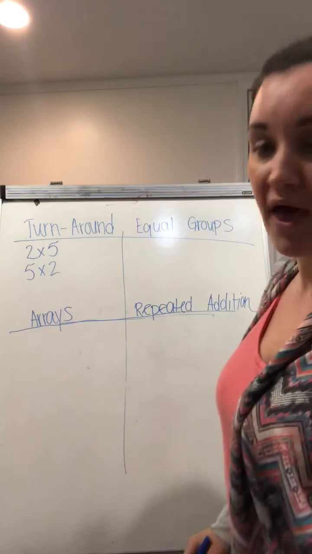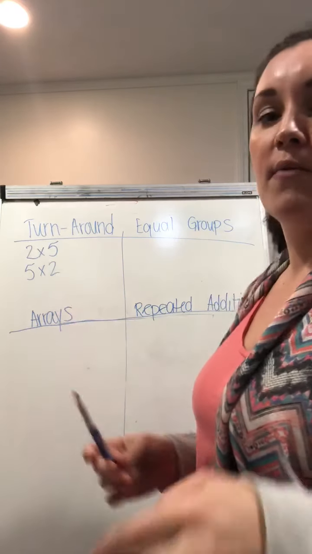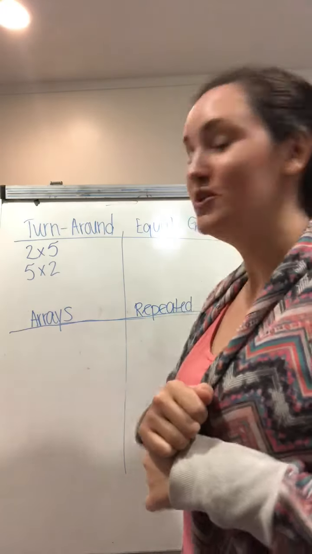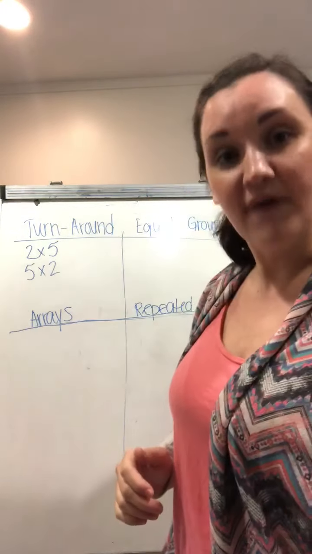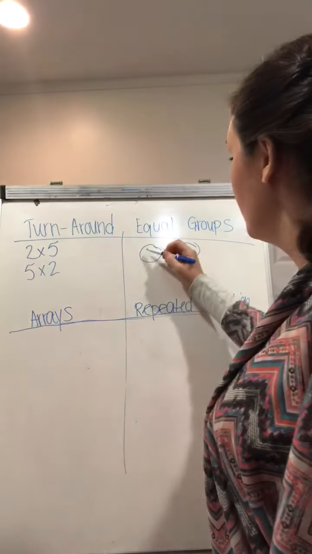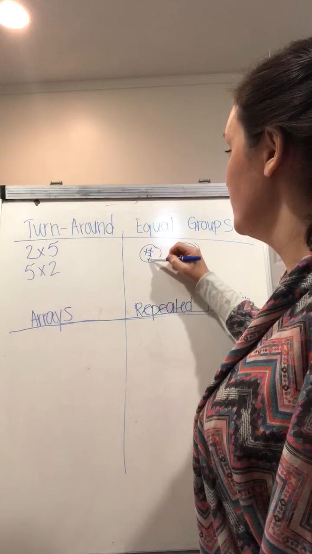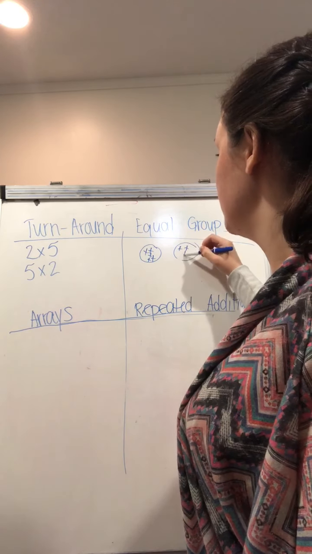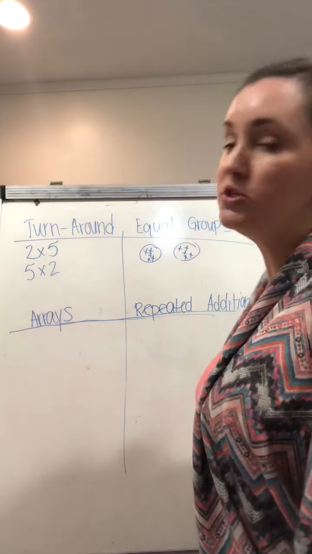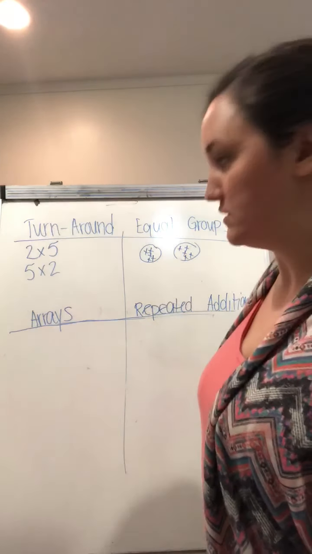How can we show that in a picture? Remember, our multiplication symbol actually says groups of, so 2 groups of 5. I need 2 groups with 5 things in them. Whatever symbols you want to use, I'm going to use X's today. 2 groups of 5. I could show 5 groups of 2, but this one's a little easier.